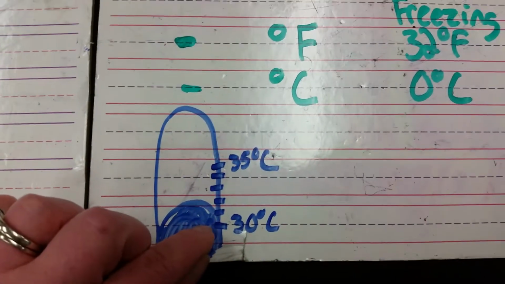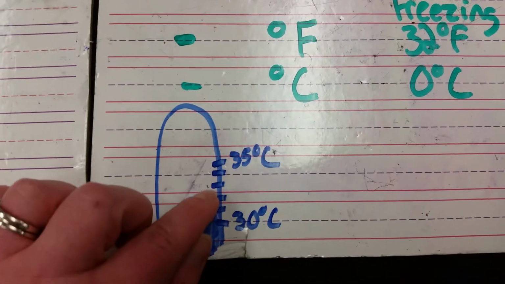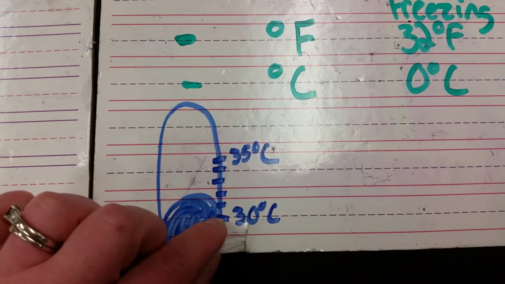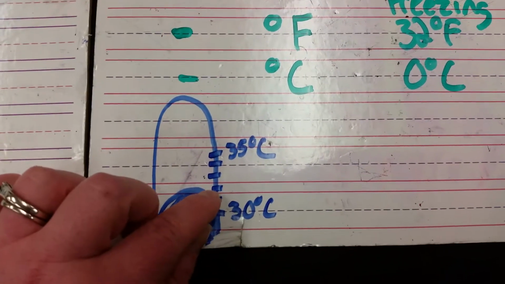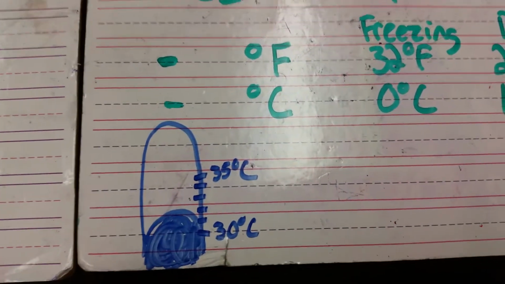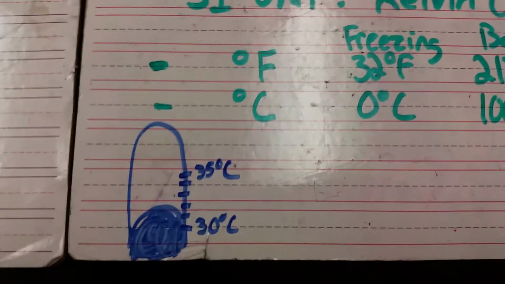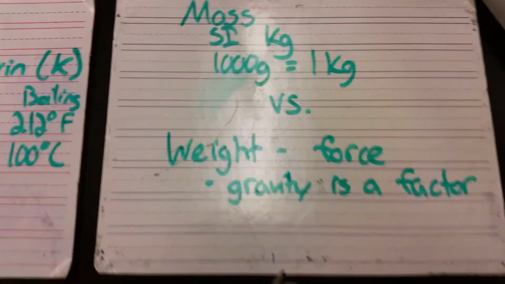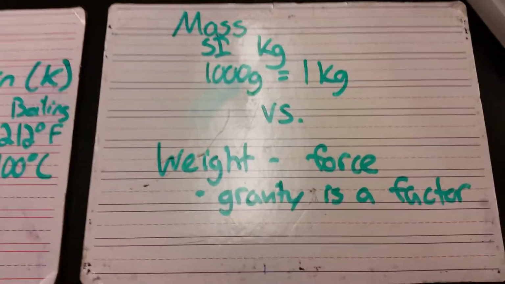So if I were reading the temperature on this thermometer, it reads 30, 31, 32 degrees Celsius. So 32 degrees Celsius would be what I would write down if I were recording the temperature. And then lastly, we have mass or weight. And we're going to talk about how those two are different.